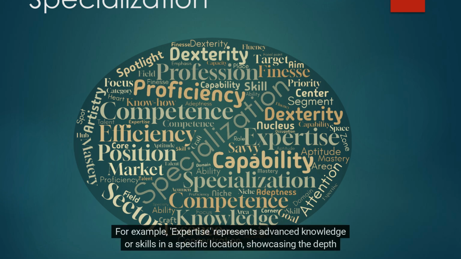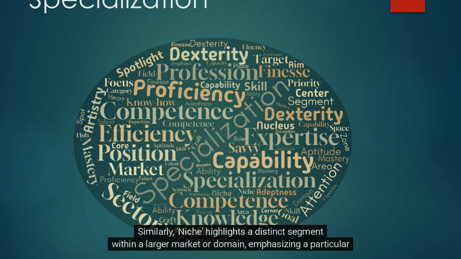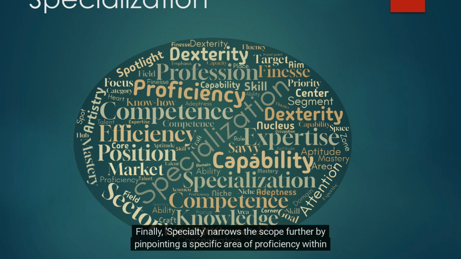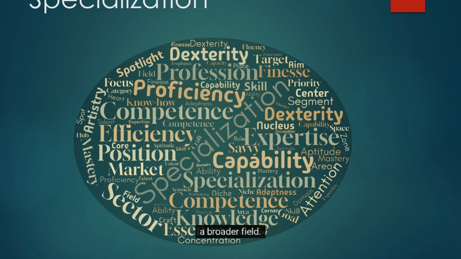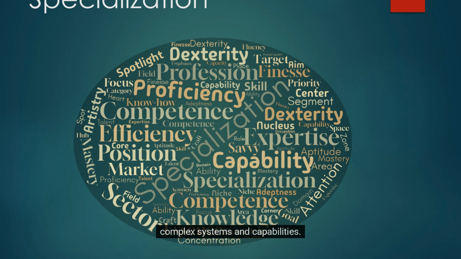For example, expertise represents advanced knowledge or skills in a specific location, showcasing the depth of specialization. Similarly, niche highlights a distinct segment within a larger market or domain, emphasizing a particular focus. Finally, specialty narrows the scope further by pinpointing a specific area of proficiency within a broader field. These examples demonstrate how specialization fosters a clear and structured approach to defining and organizing complex systems and capabilities.